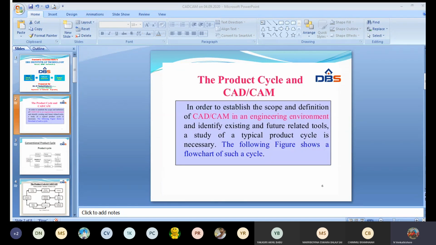These two can be done at the same place, or otherwise in the same company. In every case, whether designing or manufacturing, the product cycle begins with a concept or an idea of a product.